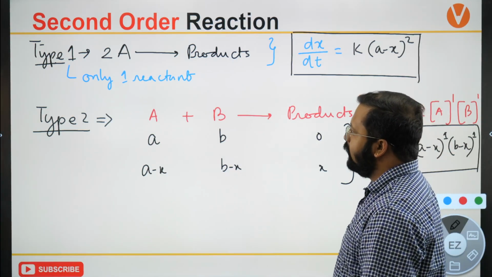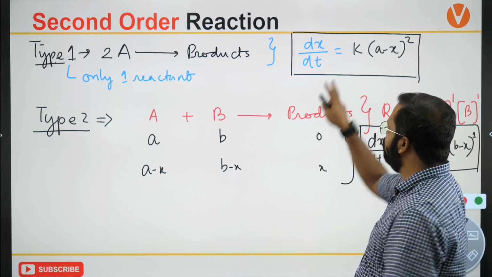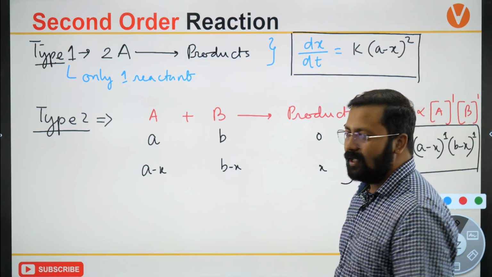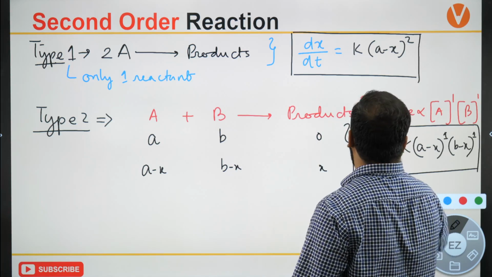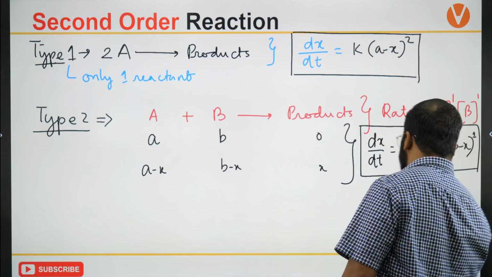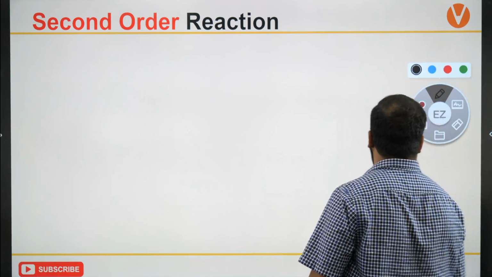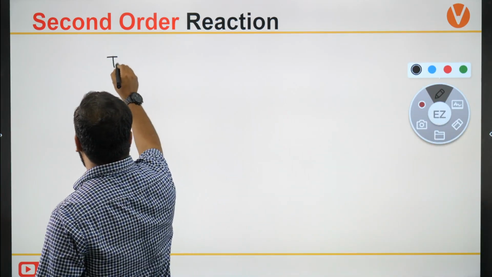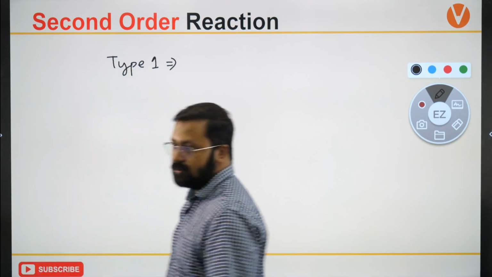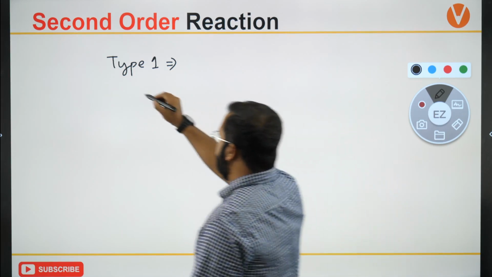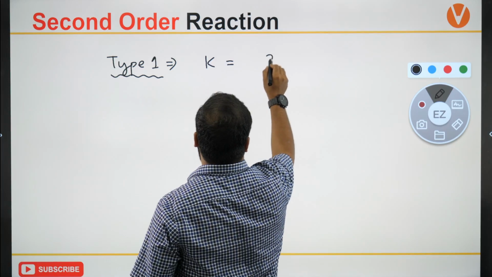Now for the first integral, if you do the integration for the first one like we have been doing until now, so if you integrate for the first equation, you will get an expression like this. So for type 1, I'm just writing the final expression. For type 1, you will get the expression k is equal to xt.